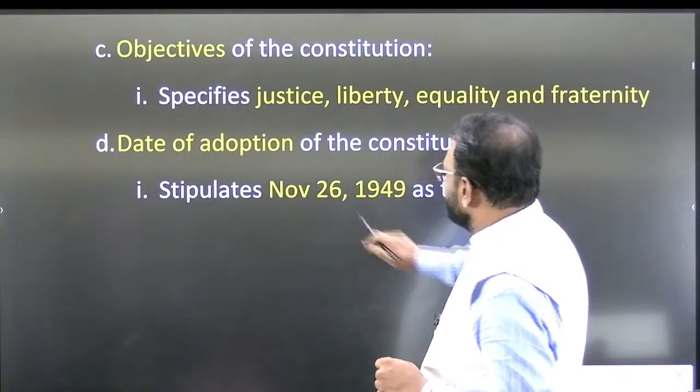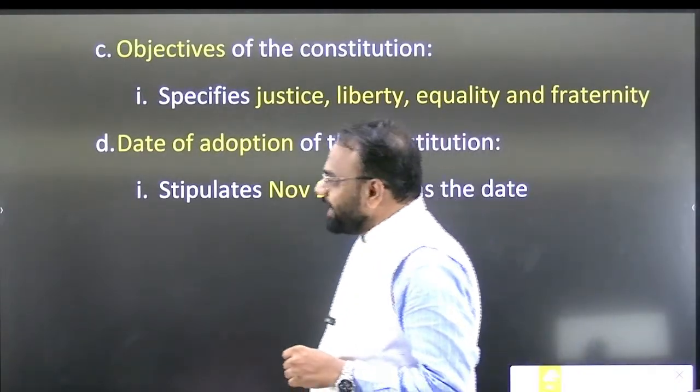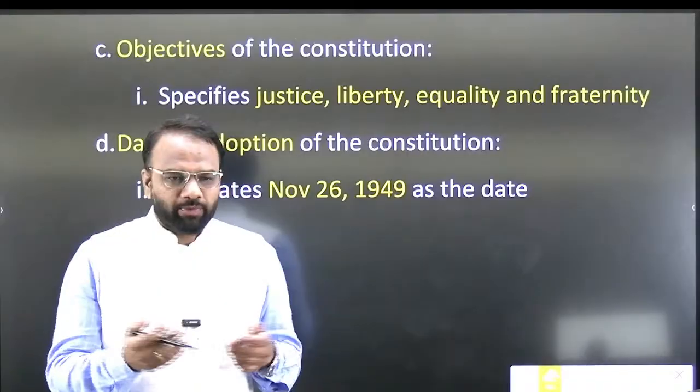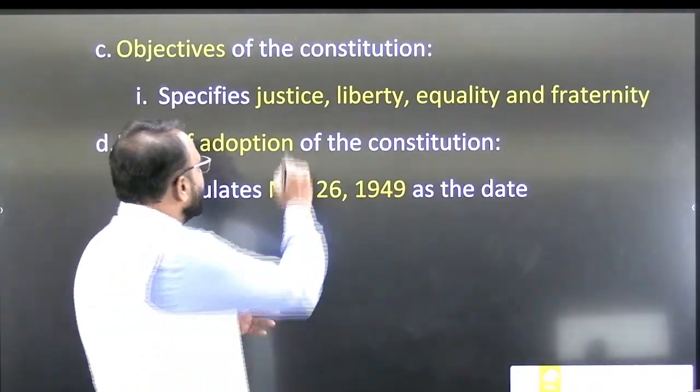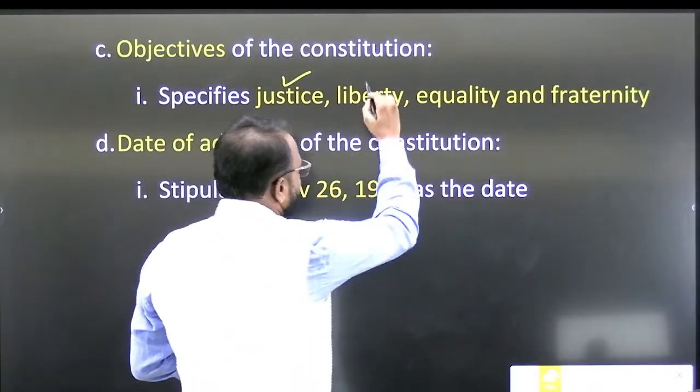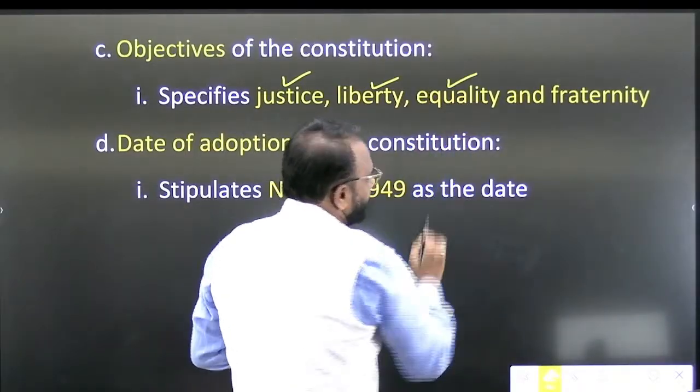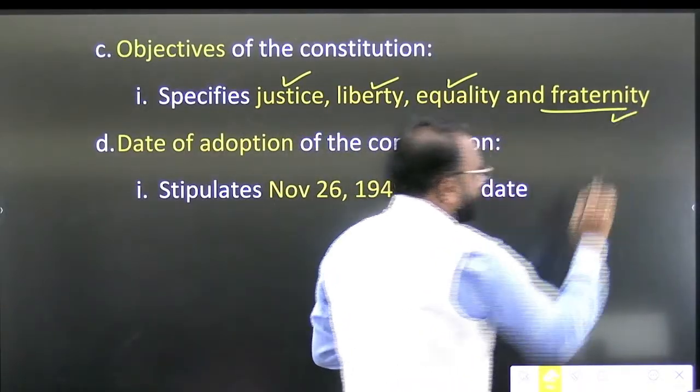Objectives of the constitution. So what does the constitution intend? What does it want to achieve? It wants to achieve justice. It wants to achieve liberty. It wants to give equality. It wants to build fraternity.